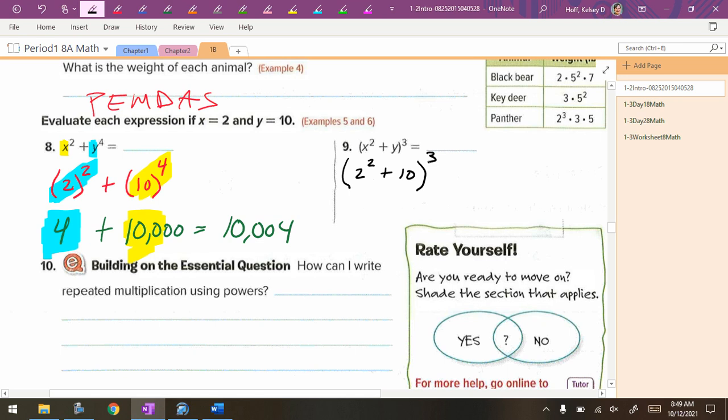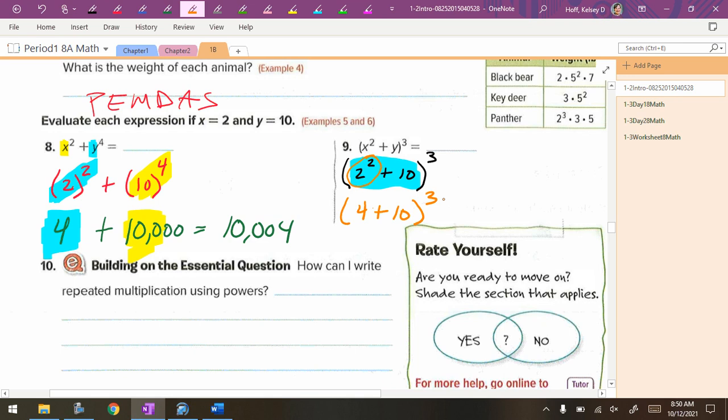Now, PEMDAS, P stands for parentheses. All of this is in parentheses. But what should I do first? Jack? The parentheses. No, the exponent. The exponents. Okay? What is 2 squared? 4 plus 10, close it, and we have a cubed on the outside.